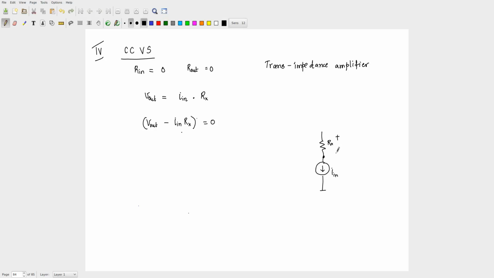Okay, this is I in Rx. So I have I in, pass it through a resistor, I will get I in Rx. Now I want to implement this function, V out minus I in Rx. So what can I do? I can make this guy V out, I in Rx, and then I can look at this quantity Vx. So this Vx would be V out minus I in Rx.